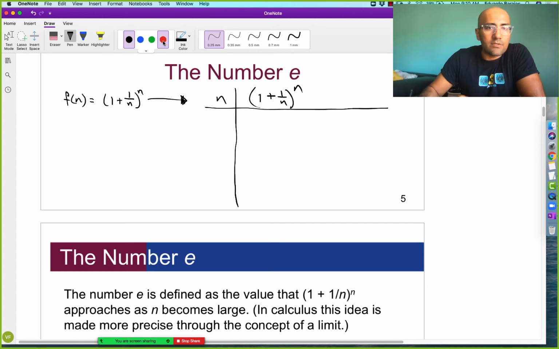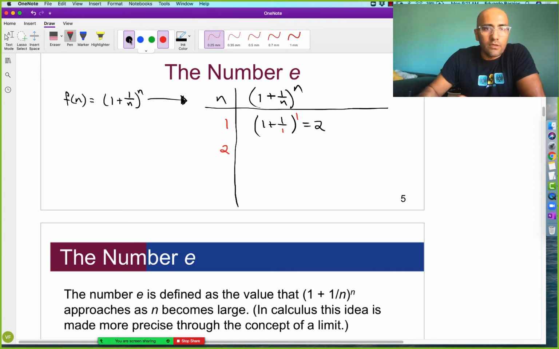So let's say n was equal to 1. Then that means that this would turn into 1 plus 1 over 1 raised to the 1 power. Good. So that would just be 2 to the power of 1. So then the first number is just 2. Good. Okay, what if n was 2?